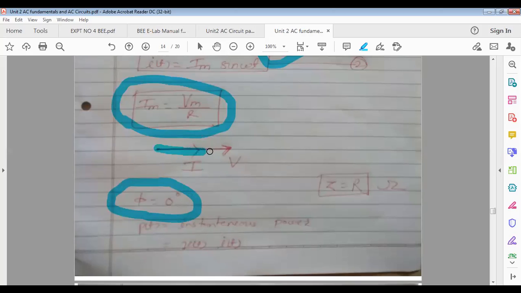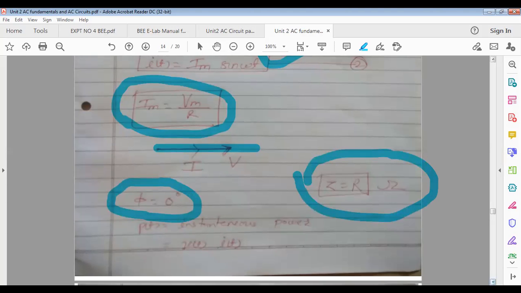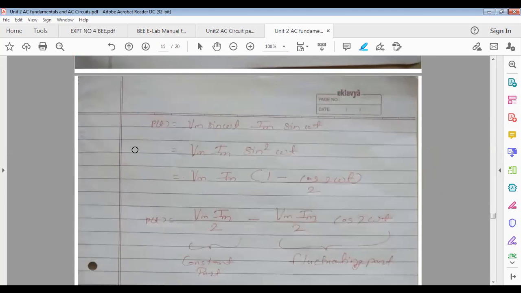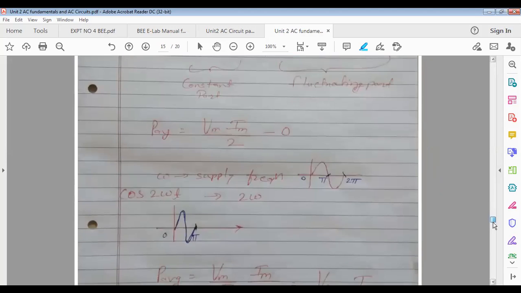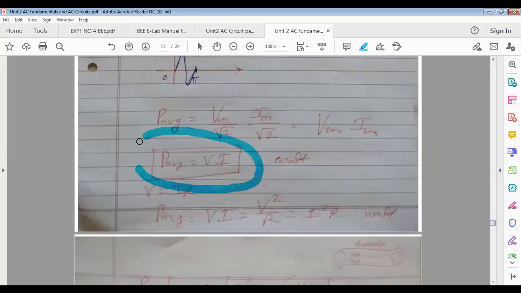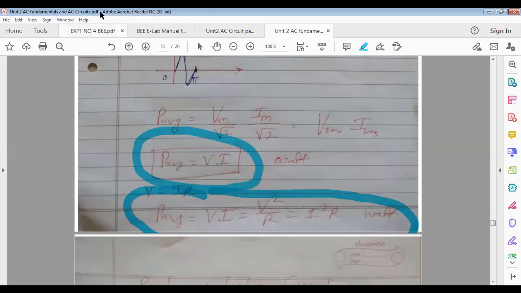What is the phasor diagram? V and I are in phase with each other along the positive real axis. What is the impedance? It is R. The unit is ohm. Instantaneous power equation, what will you get? Vm Im sin square omega t. And what is the average power you will get? Vrms into Irms. Okay, keep in your mind, this is not Vm into Im. What is it? Vrms into Irms. Okay, for a purely resistive circuit, whenever you are asked to calculate the average power, you can use any of the three formulas. So is this clear for a purely resistive circuit?